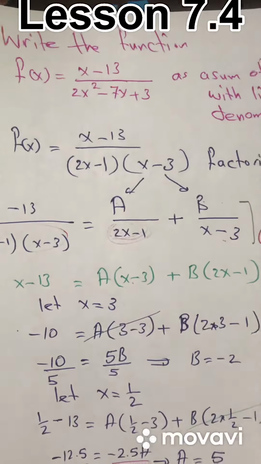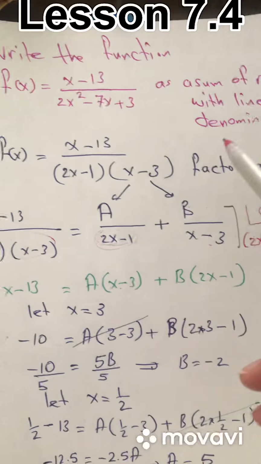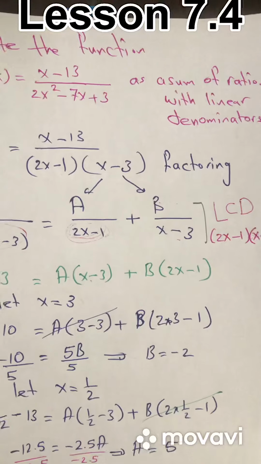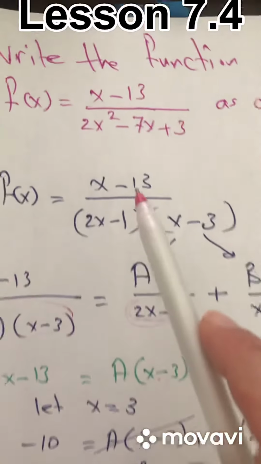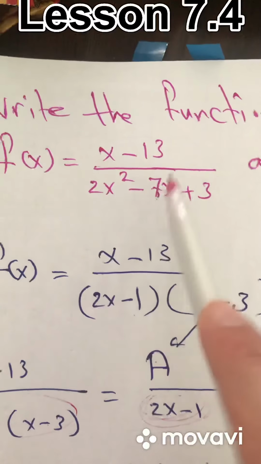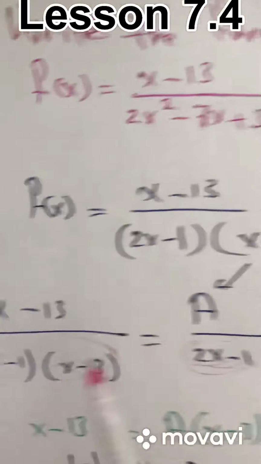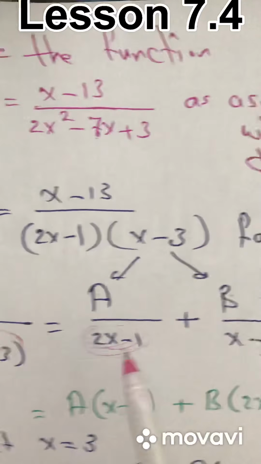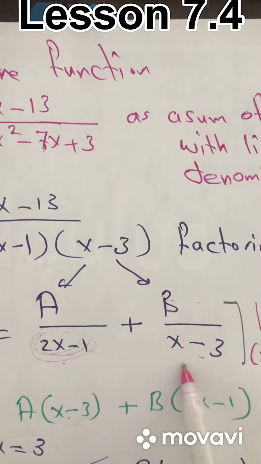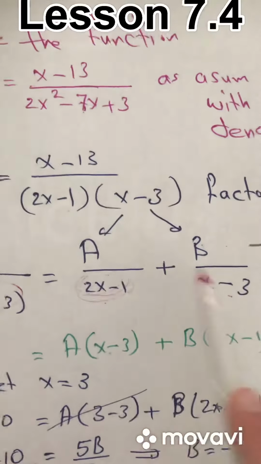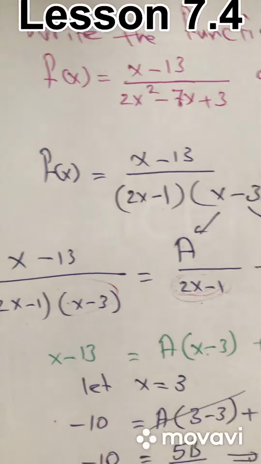Good morning. Write the function, this one, as a sum of linear denominators. First of all, I will factor this denominator. In the next step, the question is asking me to write it as a over 2x minus 1 and b over x minus 3. Why? Because they said make it as linear denominators.